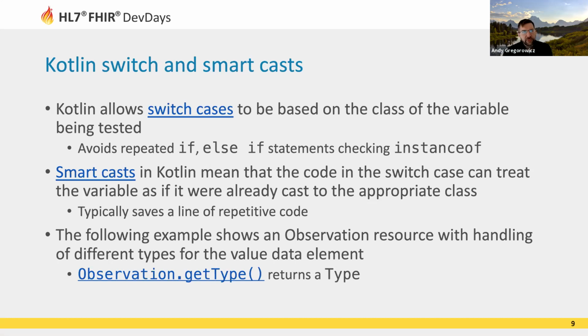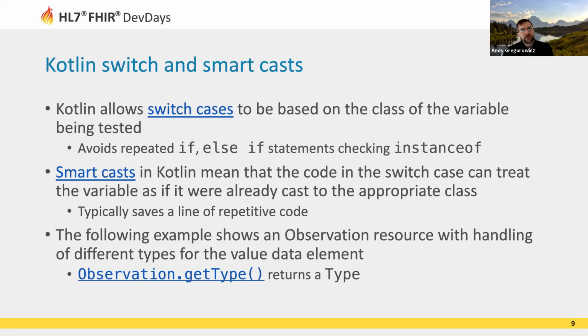And this avoids, when I've had to write this code before in Java, if I was going to pull out a value from an observation, typically you have to do a bunch of if my variable is an instance of codable concept, then do whatever else. If it's a physical quantity, do this. So in this case, you can avoid all of that by just writing a switch case on this value. And if it's a codable concept, or if it's a physical quantity, do that.